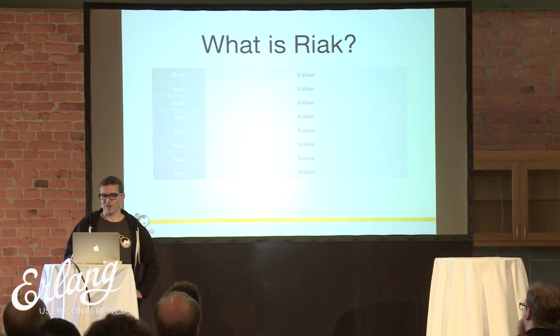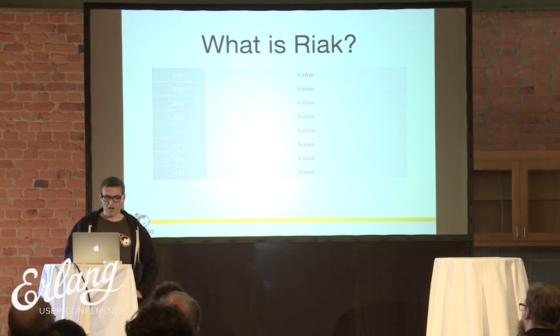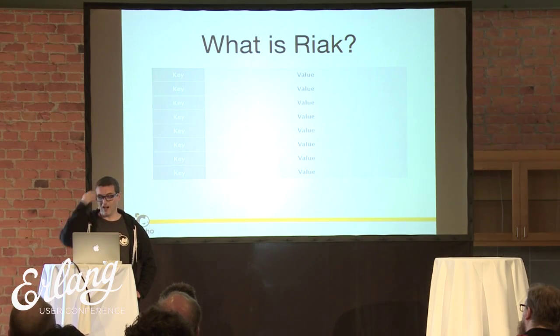All right, so what is Riak? In its most simple sense, it's just a key value store, a giant hash map distributed around a ring of nodes. In terms of the CAP theorem, consistent, available, partition tolerant, it focuses on available and partition tolerant. Given enough time, all its values will eventually converge upon the correct values, but it may not always have the correct values at any given point in time.